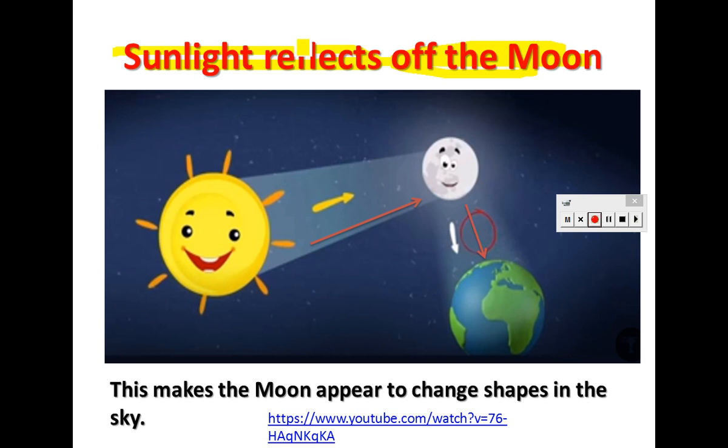We took the word reflect before. We said reflect like the mirror. When light bounces off an object, we call it reflection. As you can see, the moon is just reflecting light from the sun. This makes the moon appear to change shapes in the sky, and we will understand how it's changing shapes. So the moon is actually a ball of rock. Its shape does not change, but only part of it is shining, throughout the month.